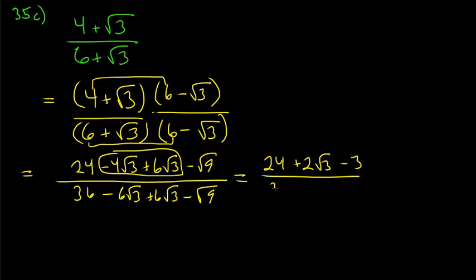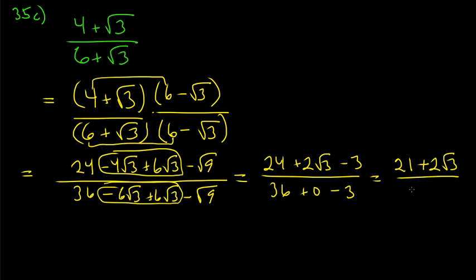In the denominator, we have 36. Negative 6 square root of 3 plus 6 square root of 3 is 0. And then the square root of 9 is 3. So we get 24 minus 3 is 21 plus 2 square root of 3 divided by 36 minus 3 is 33. And I think that's as far as we can go here. Right.